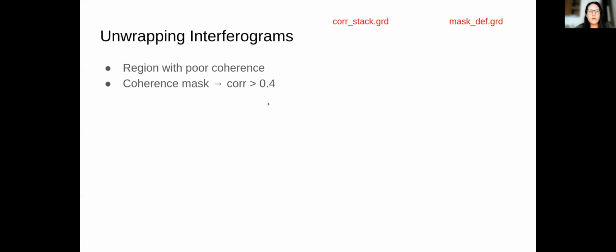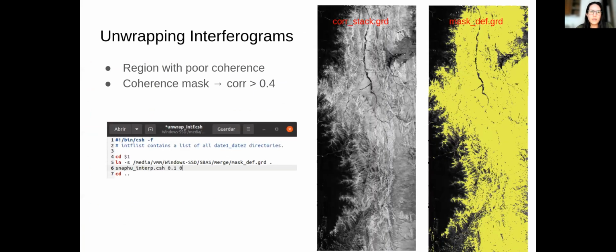For the unwrapping of the interferograms, I selected a coherence mask because the area is highly vegetated in this black part here.